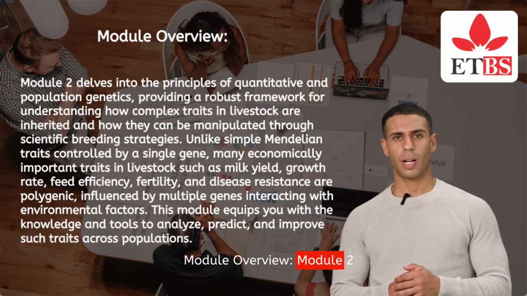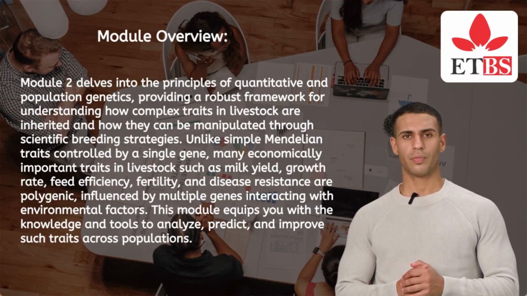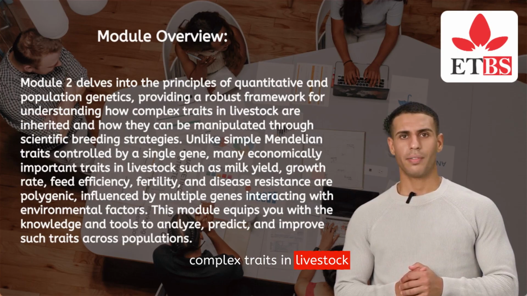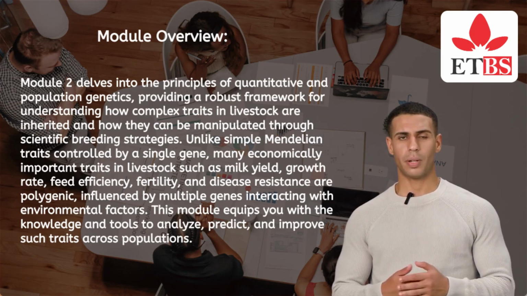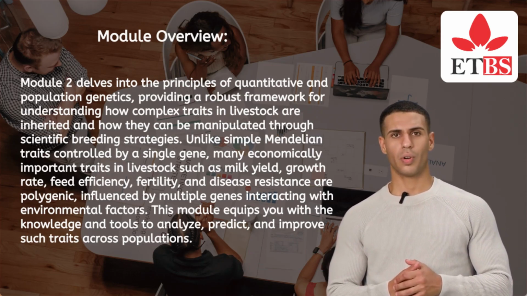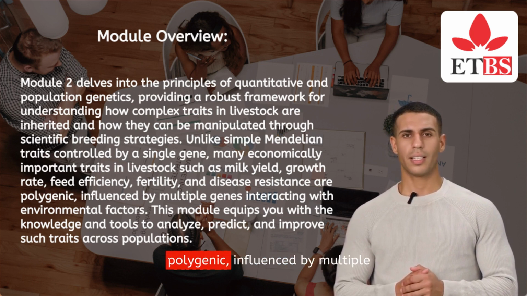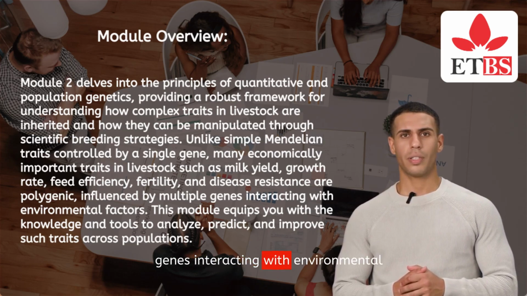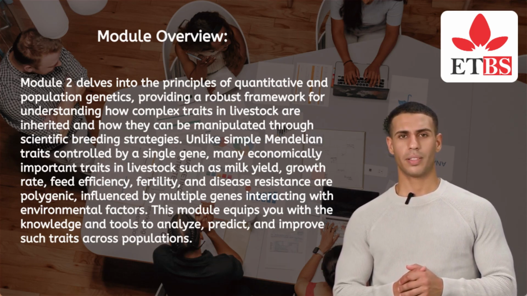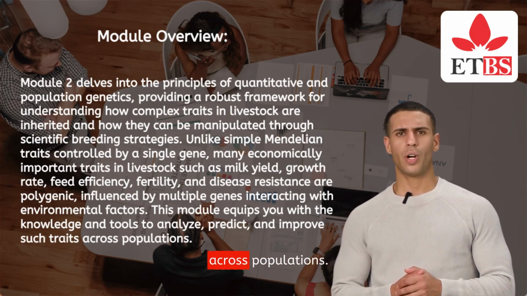Module Overview. Module 2 delves into the principles of quantitative and population genetics, providing a robust framework for understanding how complex traits in livestock are inherited and how they can be manipulated through scientific breeding strategies. Unlike simple Mendelian traits controlled by a single gene, many economically important traits in livestock, such as milk yield, growth rate, feed efficiency, fertility, and disease resistance, are polygenic, influenced by multiple genes interacting with environmental factors. This module equips you with the knowledge and tools to analyze, predict, and improve such traits across populations.